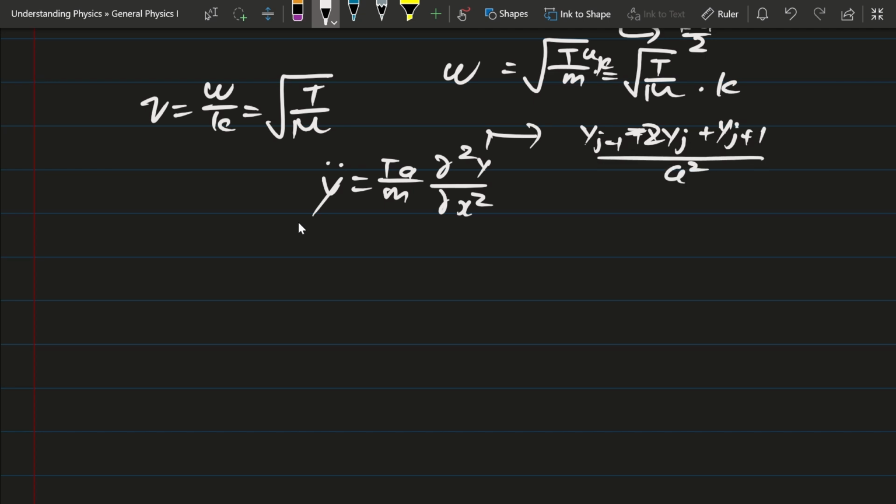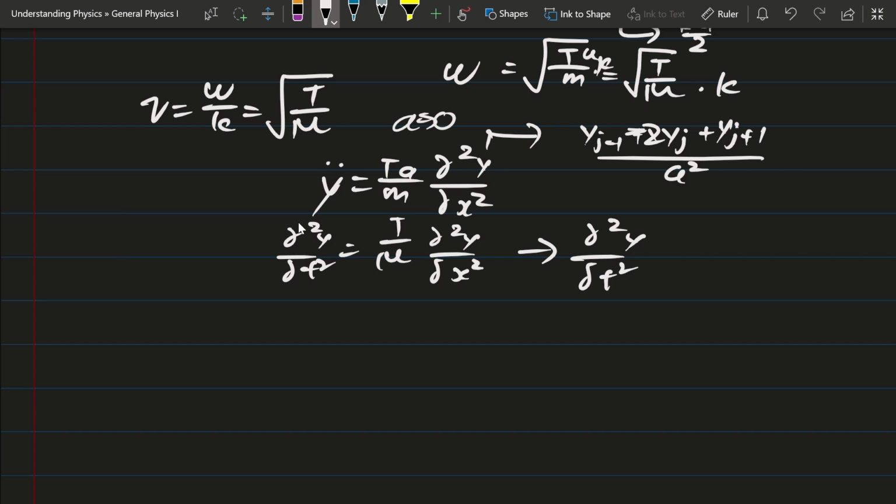So this is like a Taylor expansion of this partial squared y over partial x squared. And if you look at this again, and then take a to be near 0, this will be t over mu, partial squared y over partial x squared. This is partial squared y over partial t squared. And this is the same thing as partial squared y over partial t squared equal to v squared partial squared y over partial x squared. And that's the wave equation.